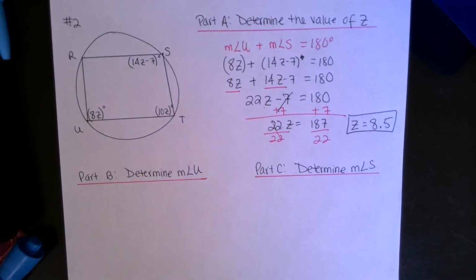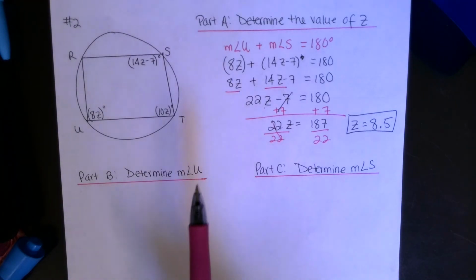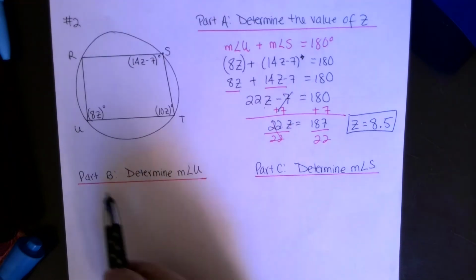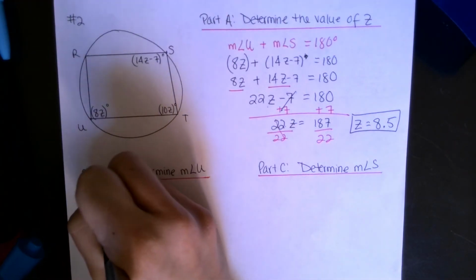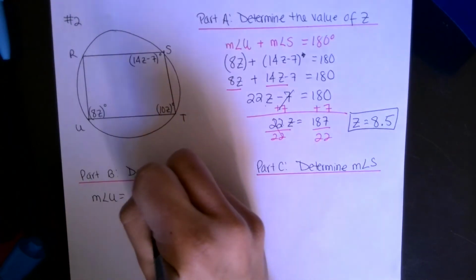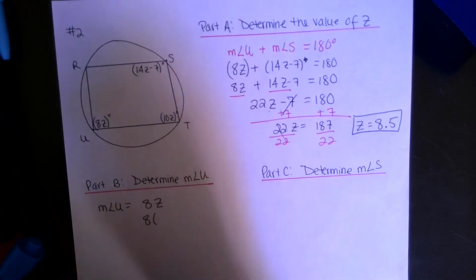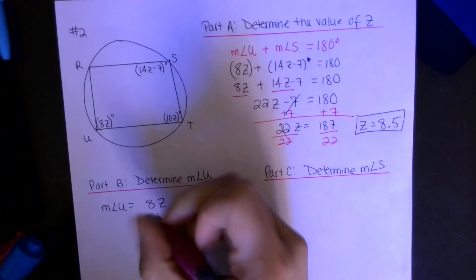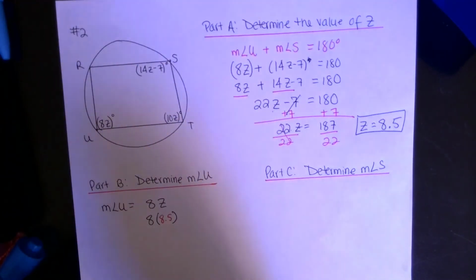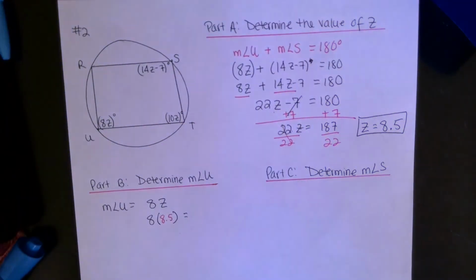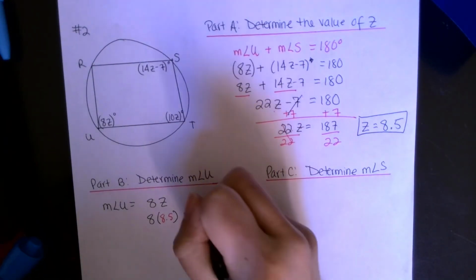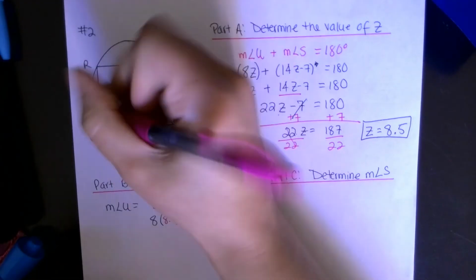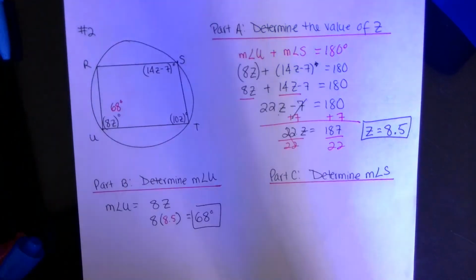And then for part B, determine the measure of angle U. All we're going to do is plug it in, substitute your value. The measure of angle U is 8z, so it's 8 times 8.5. So when you multiply those two, you're going to get 68 degrees. So now we know this is 68 degrees.